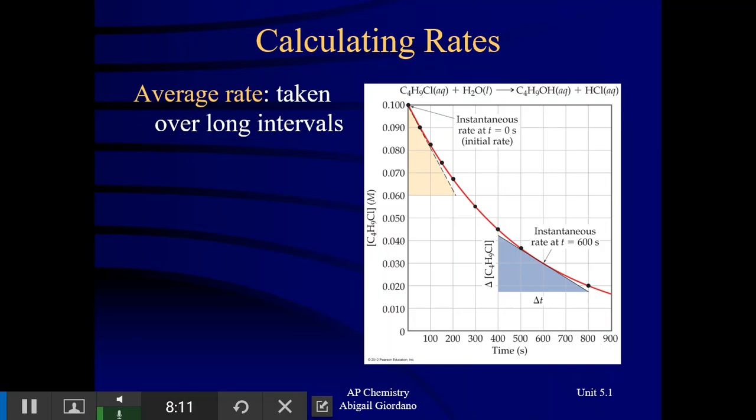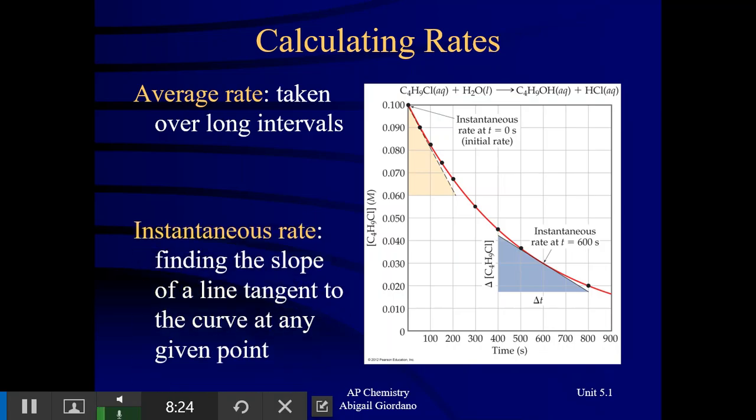If ever you see the term average rate, that just means the change in concentration over a long period of time. That's not something we're typically going to be looking at. We will more often be looking at what's called an instantaneous rate. If we were in a math class, we would pick a point on that line where I want to know what the rate is. We would find the slope of the line tangent to that curve. We're not going to use that method, but if we were in a math class, that's what we would do.